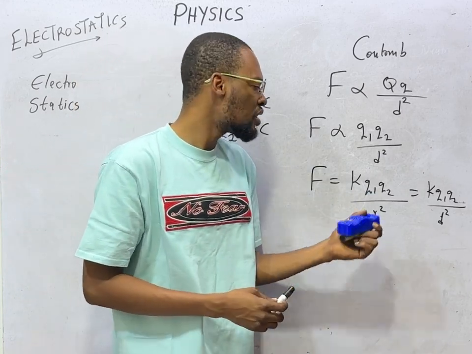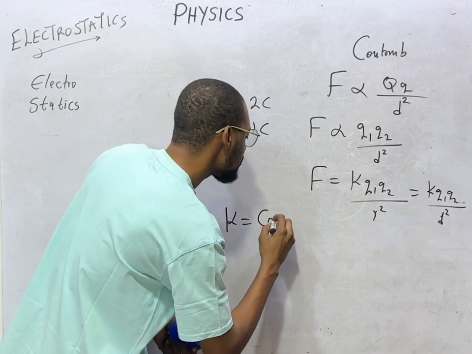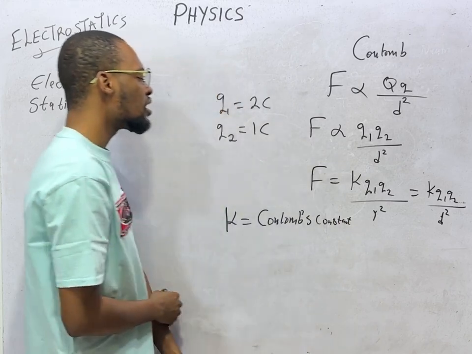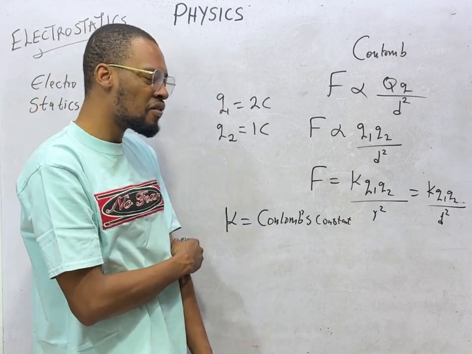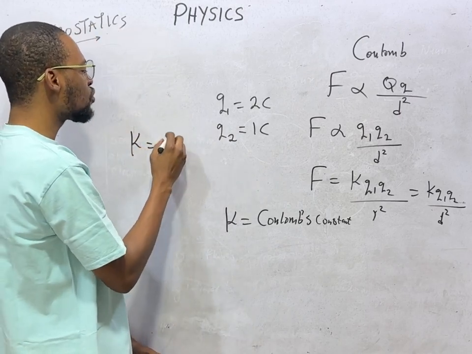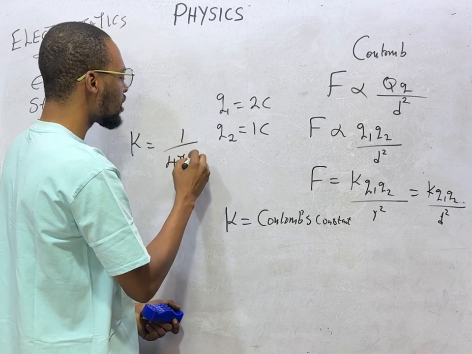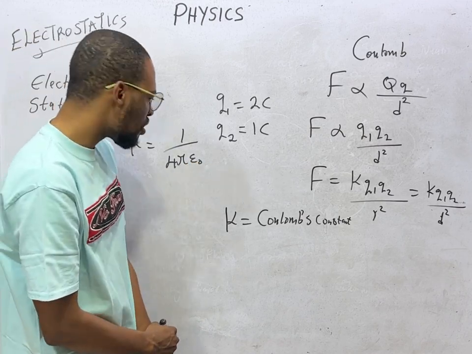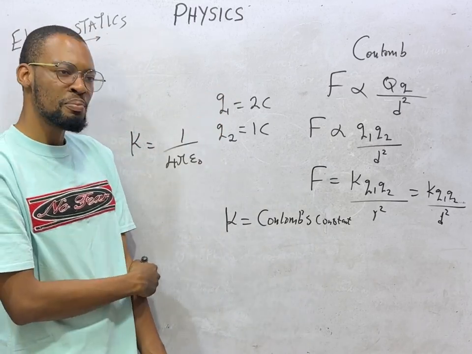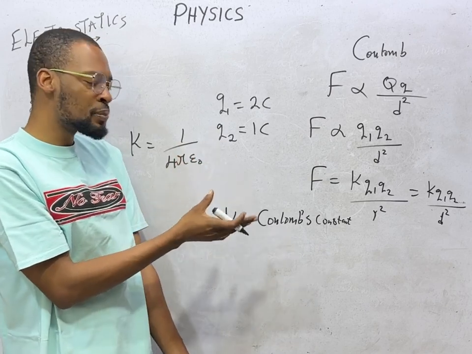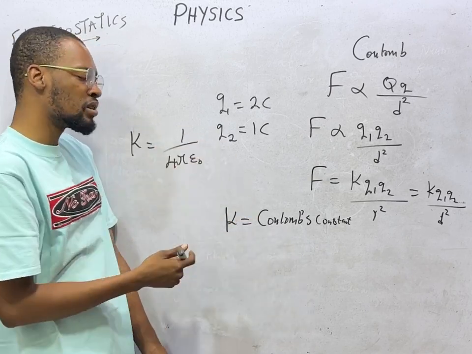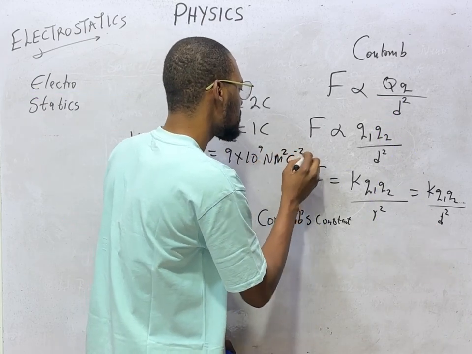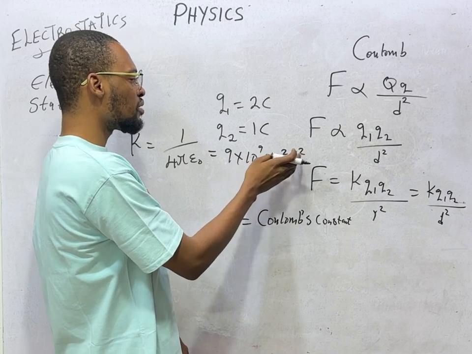What is K? K refers to Coulomb's constant. And this K has its own formula, or a way of finding it. The Coulomb constant K is equal to 1 over 4πε0. Now, epsilon naught is the permittivity in free space. So, if we are dealing with permittivity in free space, 1 over 4 pi epsilon naught, we take the Coulomb constant to be 9 times 10 to the power 9 Newton meter squared per Coulomb squared.